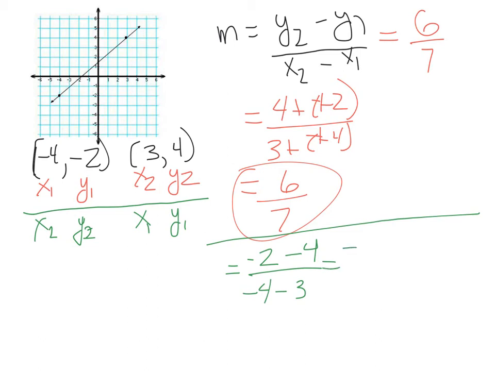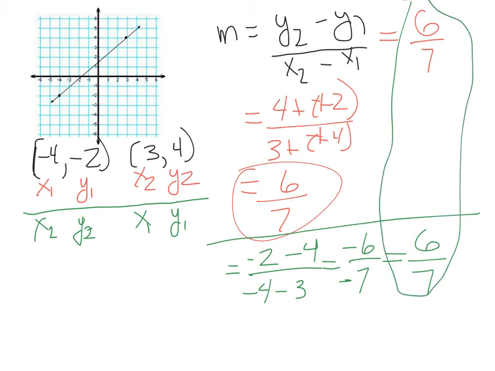That gives us negative 6 over negative 7. Well, what happens when you have a negative divided by a negative? Well, what you get is a positive answer. So that's really the same thing as 6/7. And our two slopes, regardless of how we computed those, give us the same thing, a positive slope.